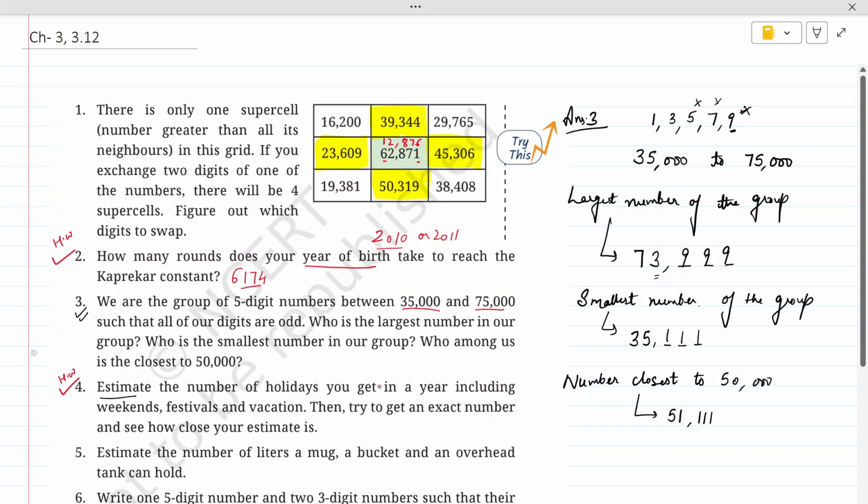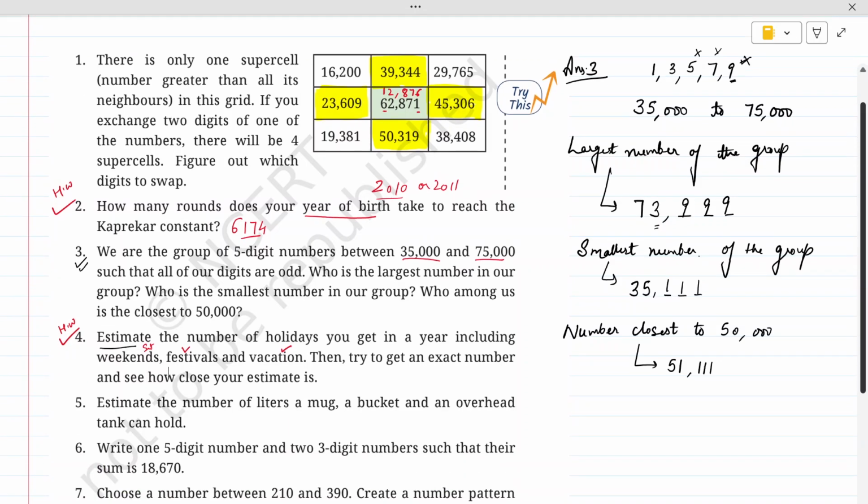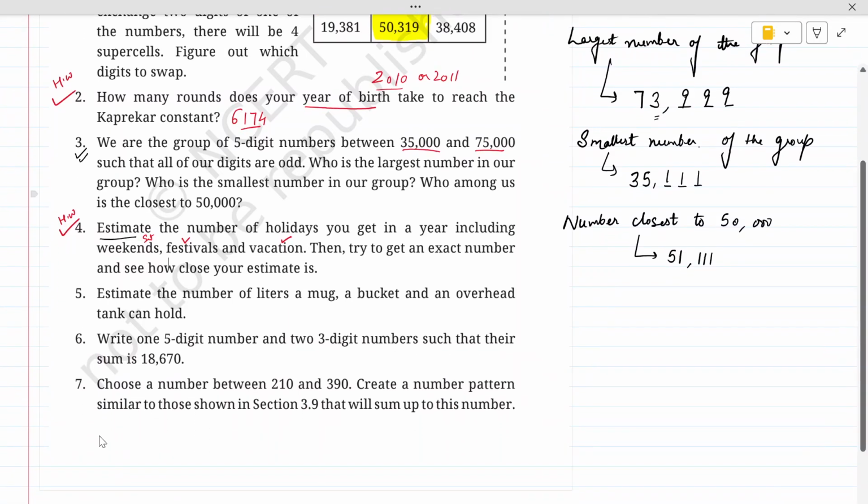Here also I am giving you a hint. We know that we have 12 months. You have to see which month you have vacation. You have to also cut out the weekends, that is Saturdays and Sundays. Also, you have to consider the festivals and estimate. Then you have to make the estimation of the exact number. Okay. So, this is homework for you guys.